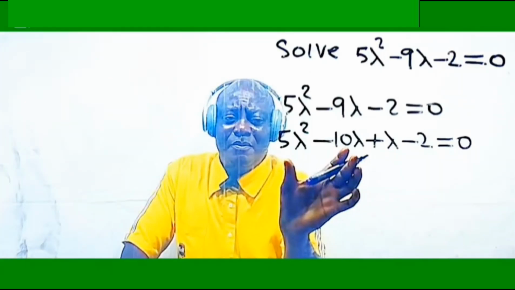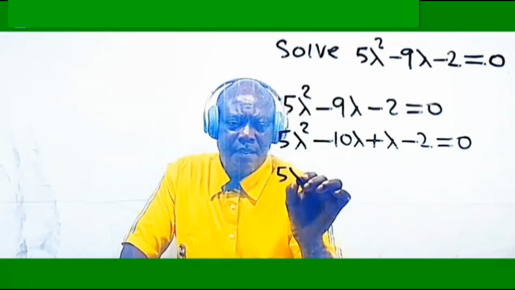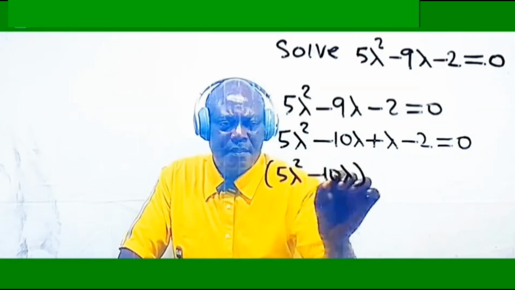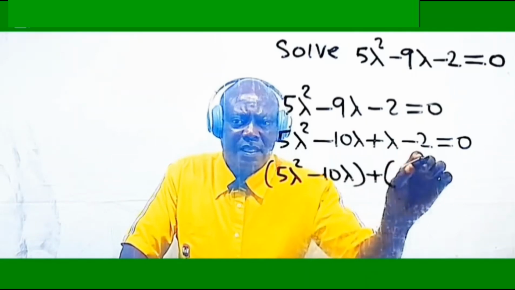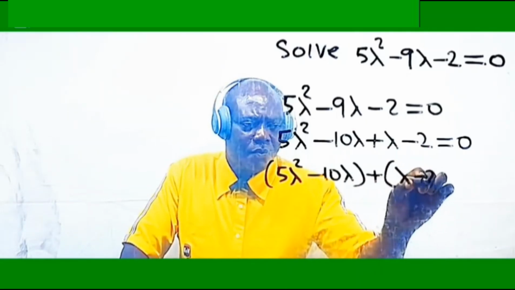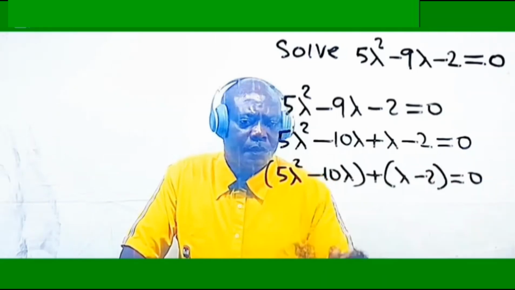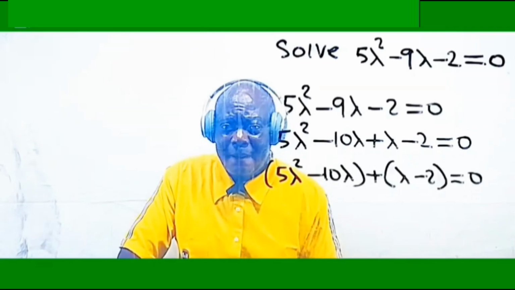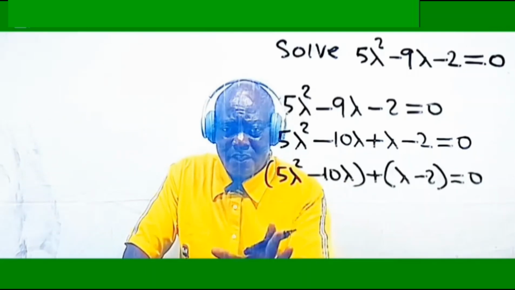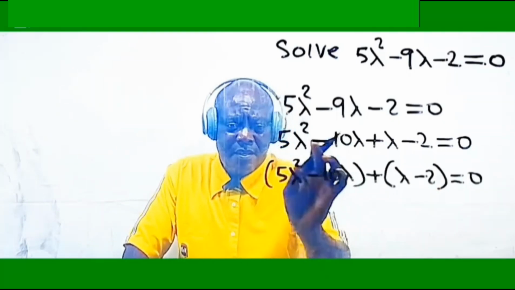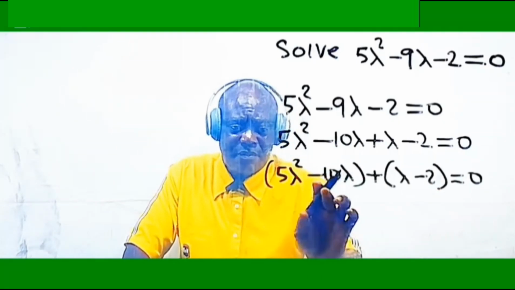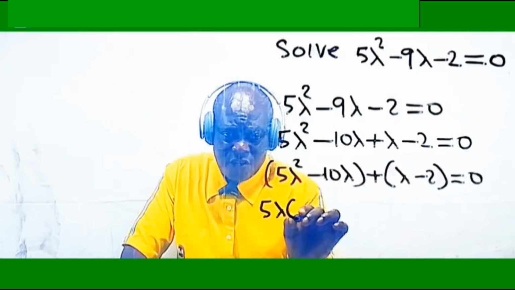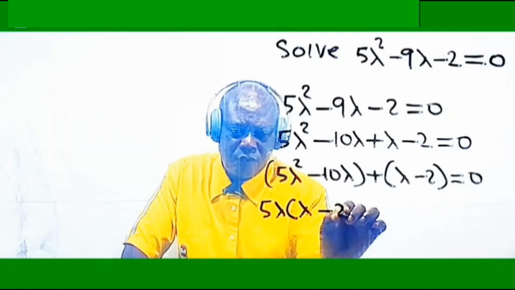So next step, you put it in brackets here. This one is (5λ² − 10λ), in brackets, and you add it to the next one here, (λ − 2) = 0. Next, you treat the brackets separately. This one you keep, this one you keep. Here, 5λ is common, so you factor it out. So you have 5λ into (λ − 2).